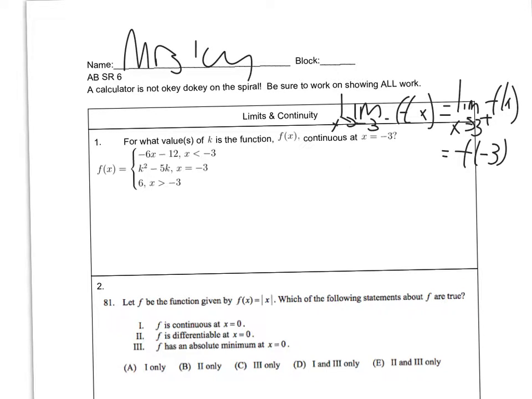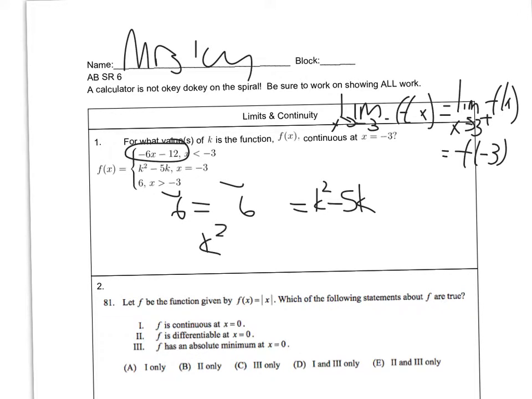So let's see. The limit from the left comes from this piece. If I plug in -3, that'll be 18 minus 12, so that'll be 6. That equals the function value, k squared minus 5k. Just for fun, the limit from the right is also 6. So these are equal, so we've got that part down. Now we just have to figure out what k value, or k values, will make this happen.